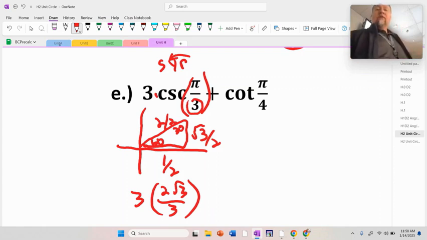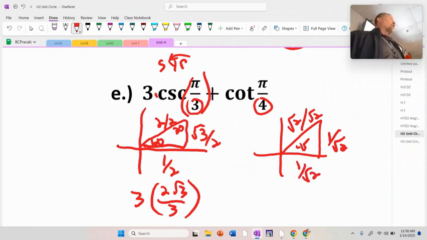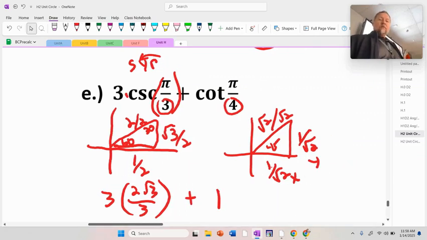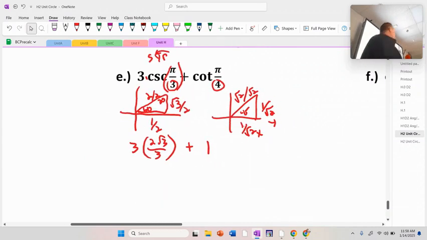And then what's pi over 4? 45. So it's a 45, 1, 1, root 2. But you know what we're going to do? We're going to divide by root 2 eventually. What is 1 over root 2? Root 2 over 2. But what's cotangent? Cotangent is x over y, same thing over same thing, which is 1. Okay? So we should remember tan and cotan of 45 is 1.